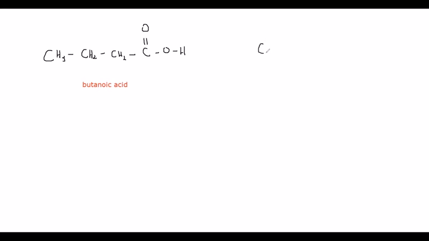Then we have alcohol, example CH3, CH2, CH2, and OH. Which alcohol is this? 3 carbon atoms in this alcohol. So because of 3 carbon atoms, it will be prop-. They have a single bond, and due to the functional group OH, it is propanol.